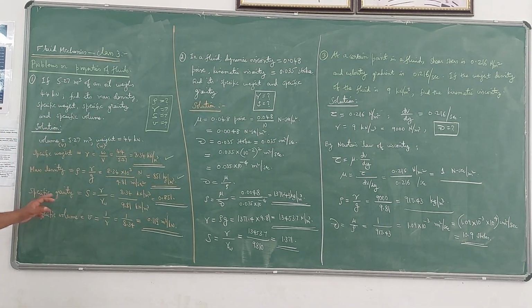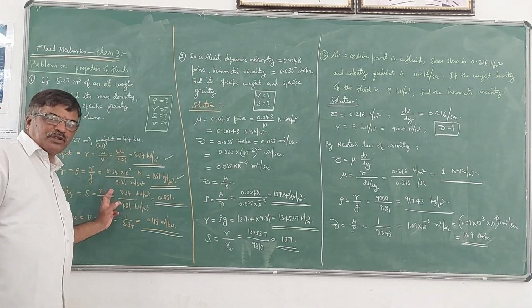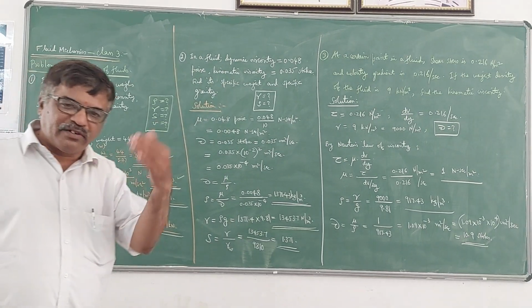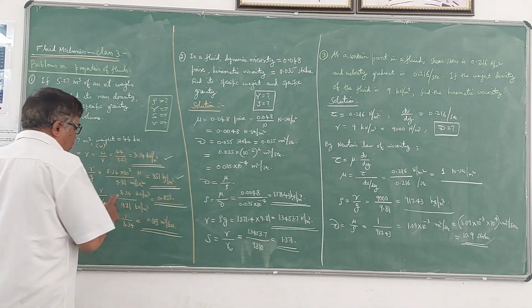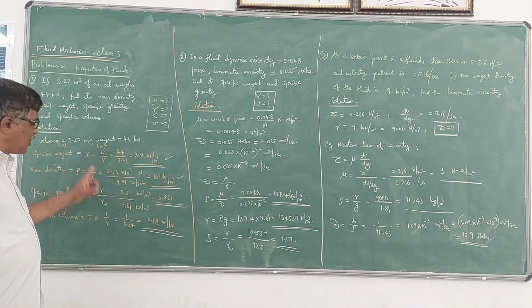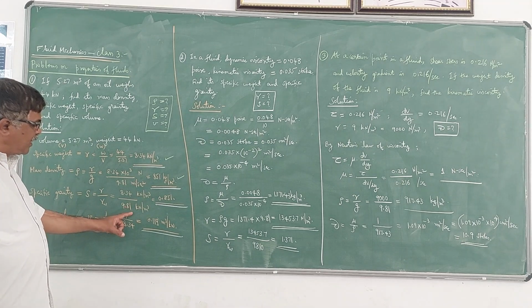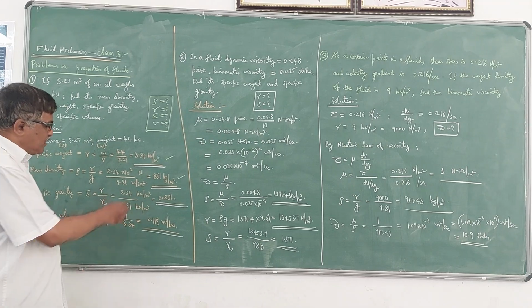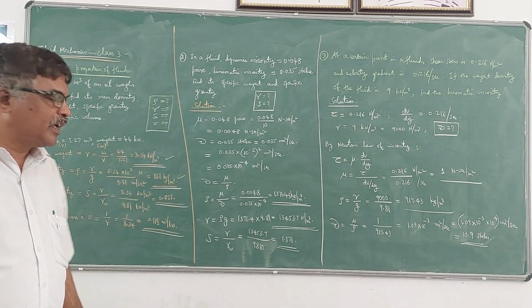Next, specific gravity. We know from the definition that it is the ratio of specific weight of the liquid to the specific weight of standard liquid. The standard liquid is water here. So we have 8.34 kilonewton per meter cube for this oil divided by the specific weight of water, 9.81 kilonewton per meter cube. If you take the ratio, it is 0.851. It doesn't have any unit.